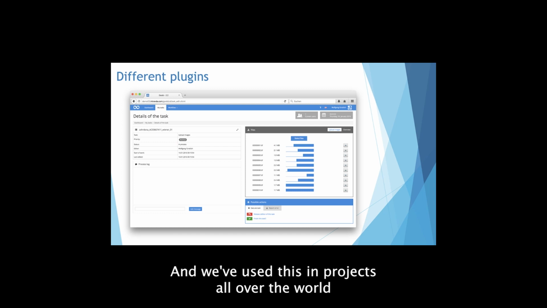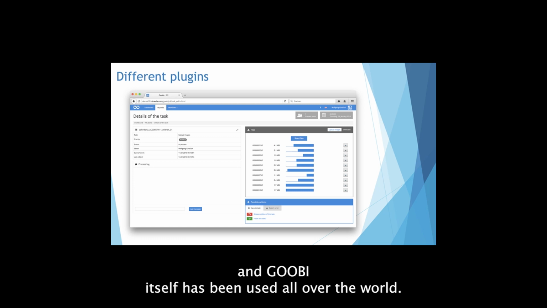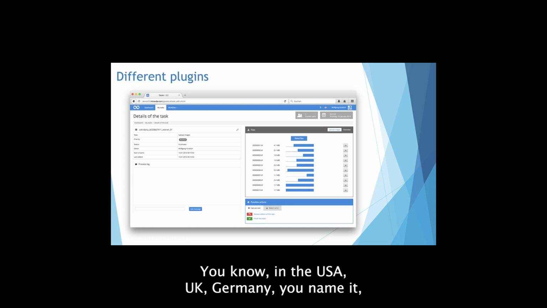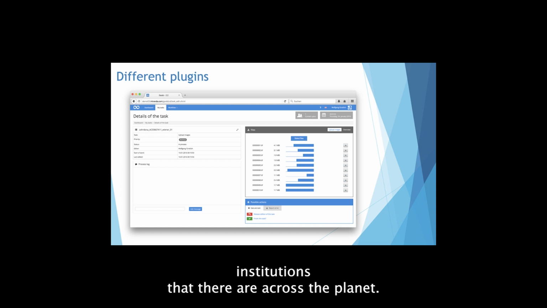And we've used this in projects all over the world, in Rwanda, in Sudan, several projects in the UK, and GOOBI itself has been used all over the world, in the USA, UK, Germany, you name it. It's being used by some of the biggest libraries and cultural heritage institutions that there are across the planet.